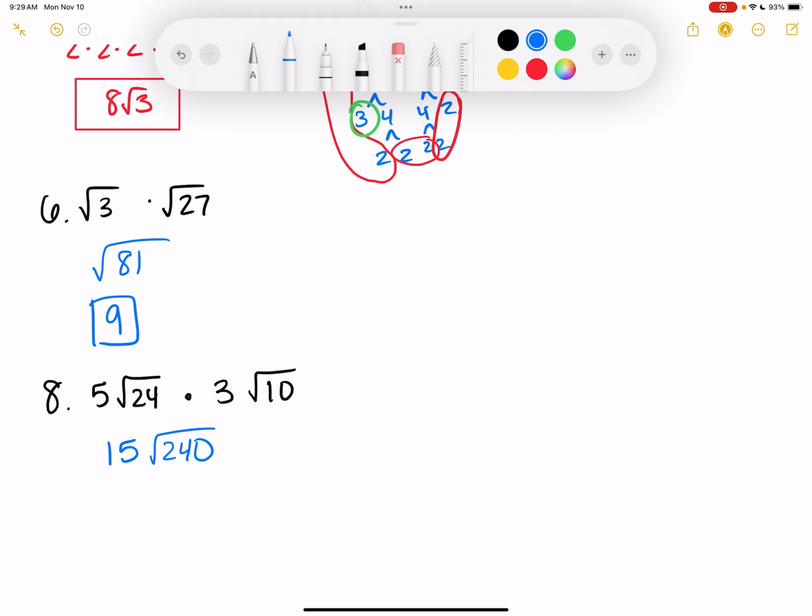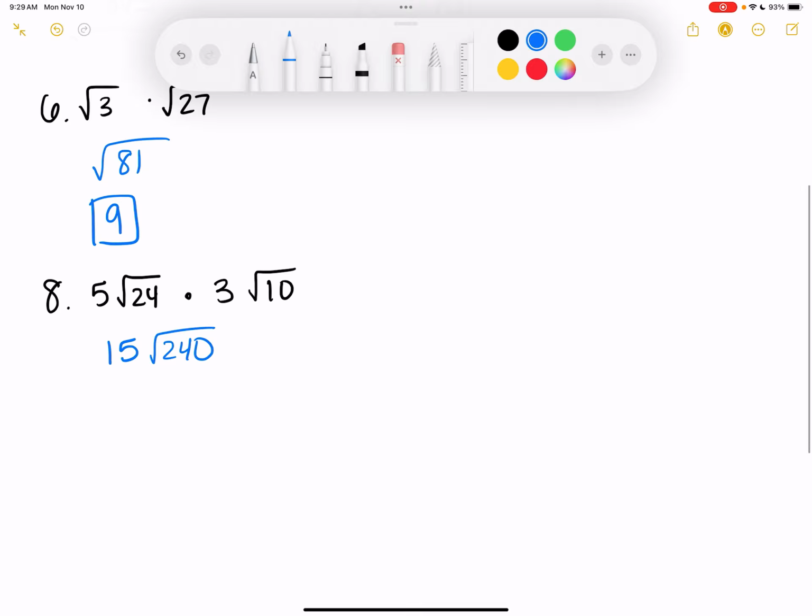Now, is that a perfect square? It doesn't look like it, so I'm going to break that down. I don't even need to write 240 up here. I can just write 24 and 10. When it's a big number like that, you can just start breaking it down. All right, so 10 is 5 and 2.